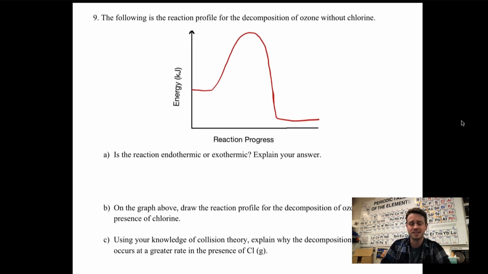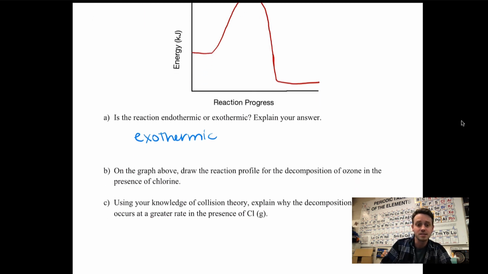In number 9, which I think is number 10, whatever, my numbering abilities are ridiculous. It says, here's the reaction profile for the decomposition of ozone without chlorine. Is the reaction endothermic or exothermic? You see that the energy of the products is lower than the energy of the reactants, so energy is released, so it is exothermic.